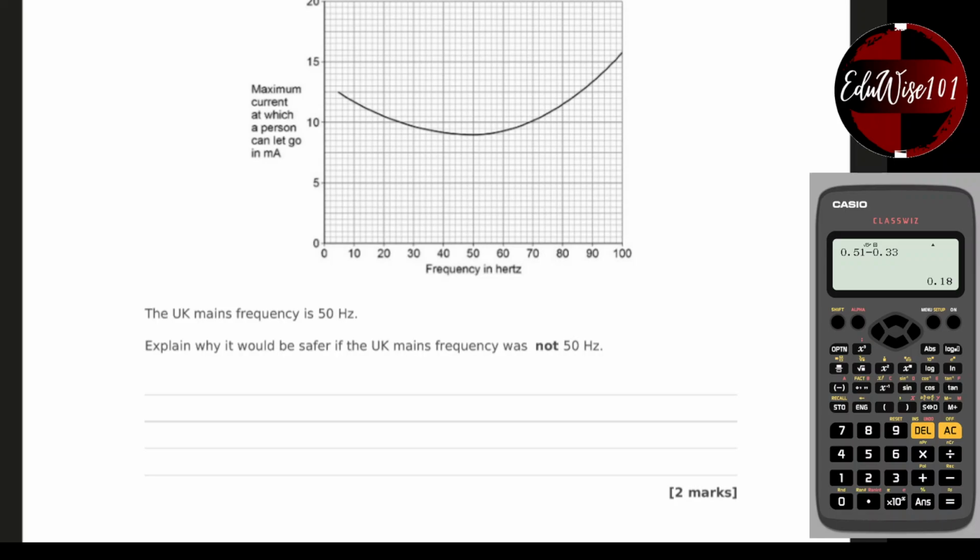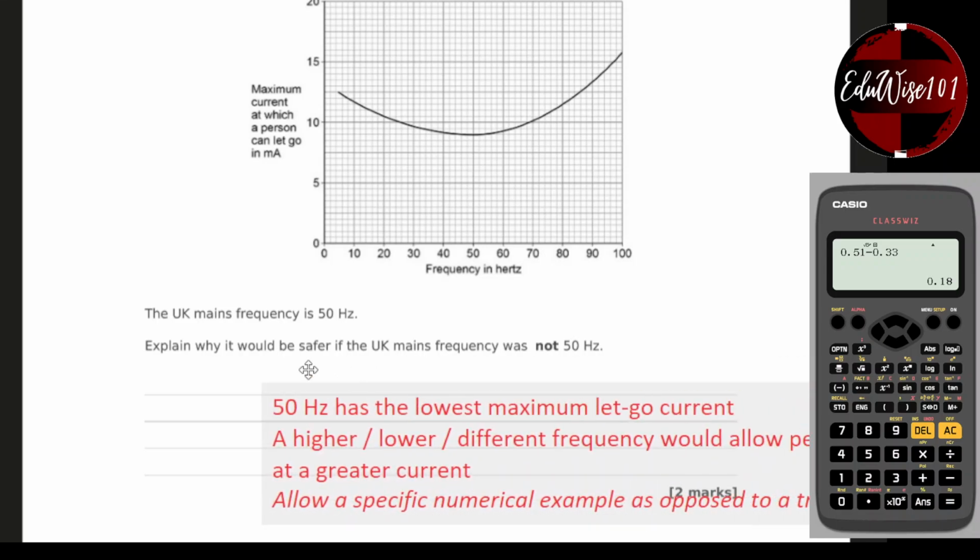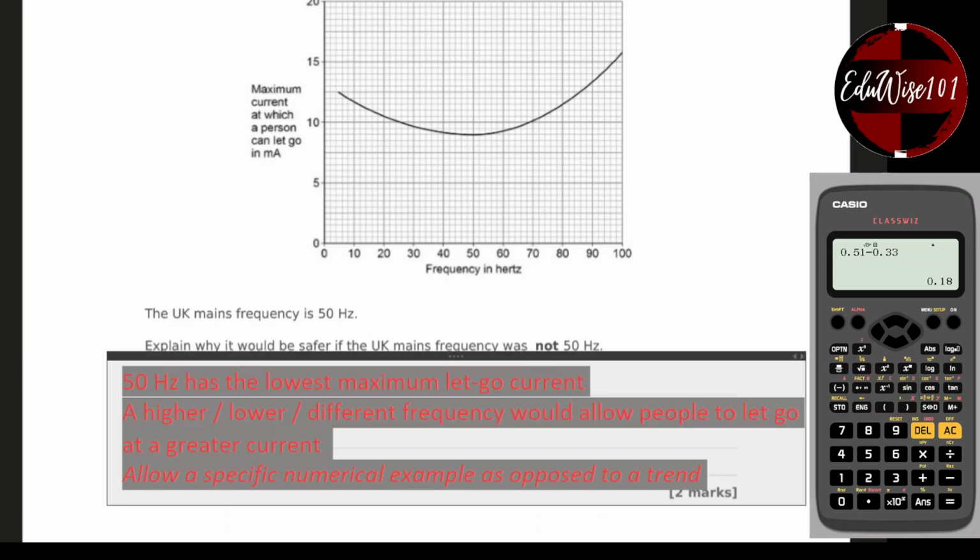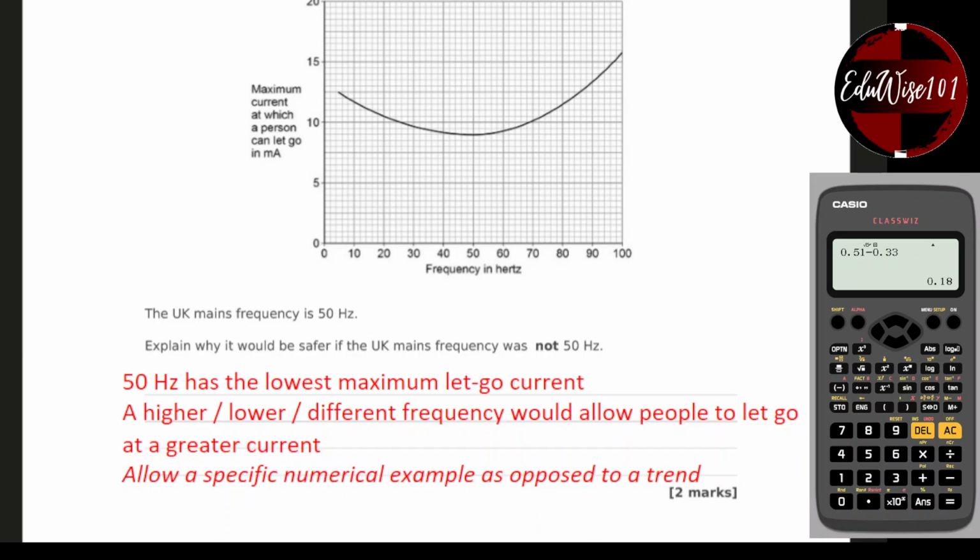I think that's a mistake here. It should say why it would be safer if the UK mains frequency was 50 Hertz. There's an error in the question because here's the marking scheme answer. 50 Hertz has the lowest maximum let go current. A higher, lower, or a different frequency would allow people to let go at a greater current. So you want the current to be as low as possible.